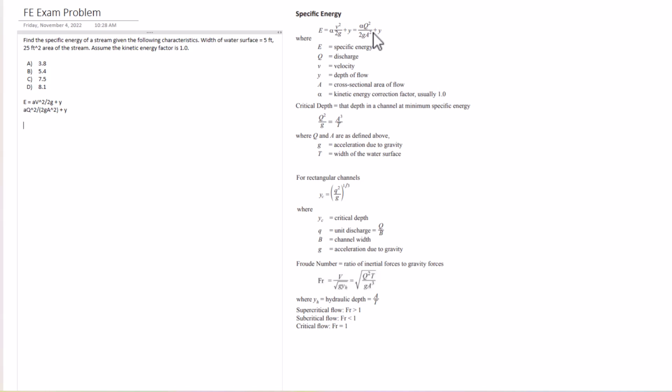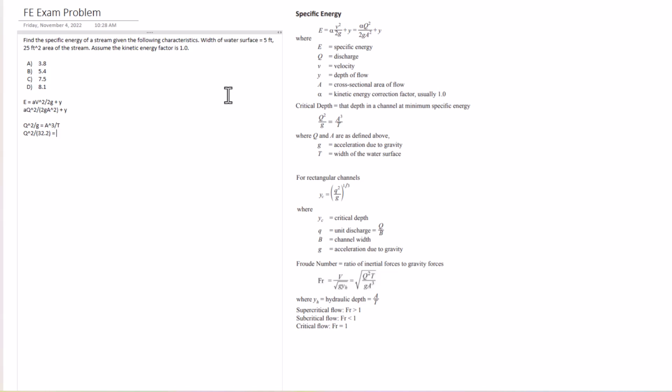So we're going to use this critical depth equation here, Q squared over G equals A raised to the third divided by T. We need to use that because we need to find the discharge, which was not given. So we can insert that into this specific energy equation, so then we can get the final answer. So we're solving for Q in this case. So we have Q squared divided by G, that's 32.2 because we're using English units, A raised to the third.